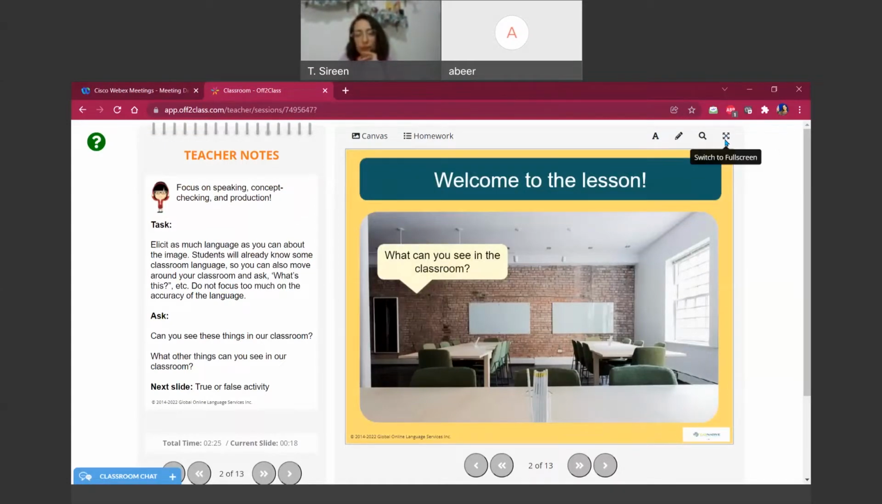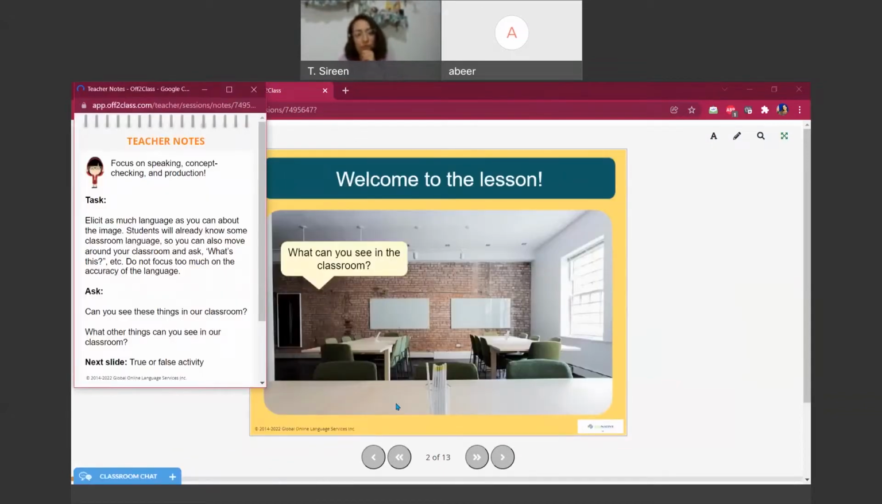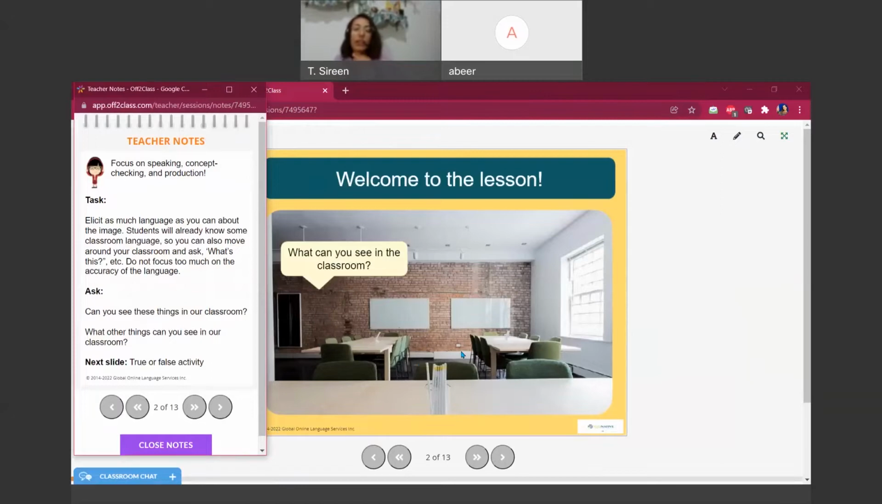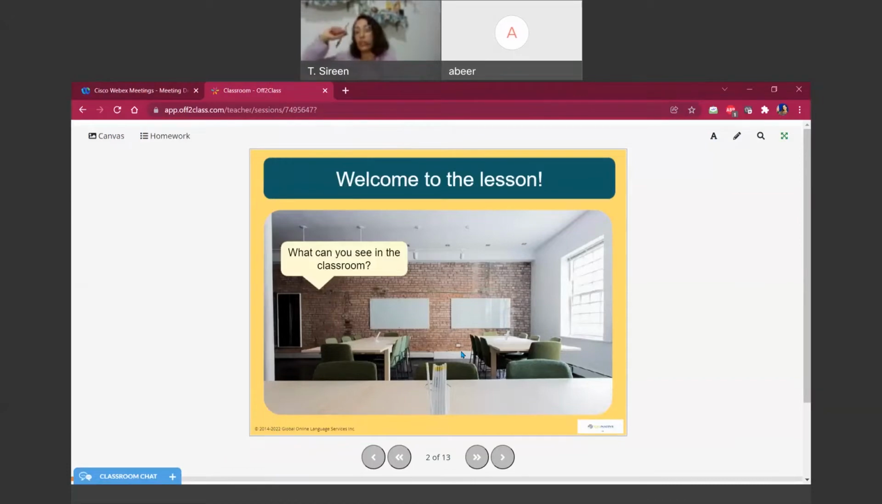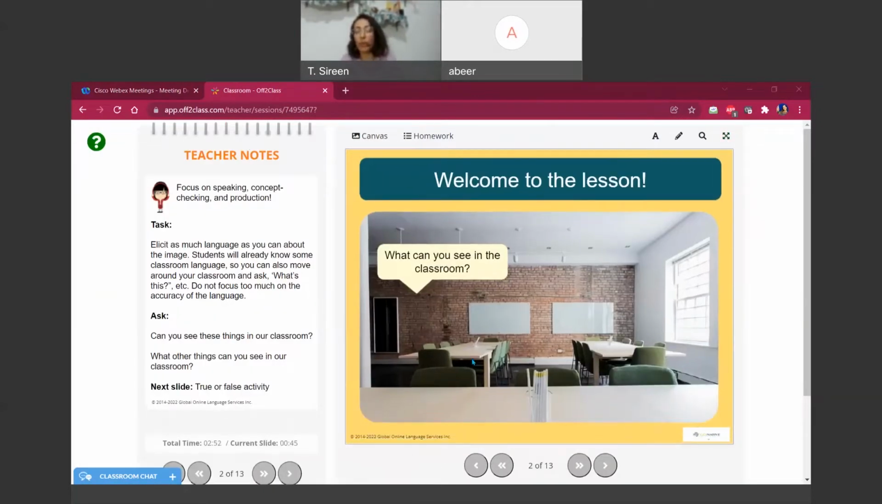I see the boards, the table, the chairs, the window. Exactly. So there are tables and chairs, the board. Very good. And what do we use, for example, to write on the board? Pen. So what do we call a marker? The markers, we call them blackboard marker. Blackboard marker. Okay, what other things can you see in our classroom?